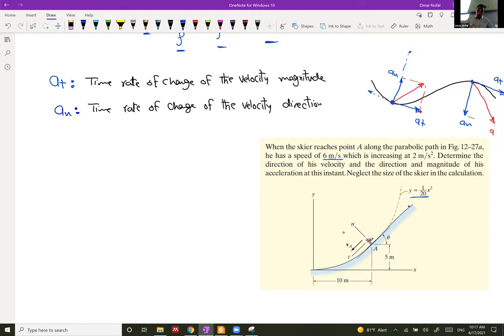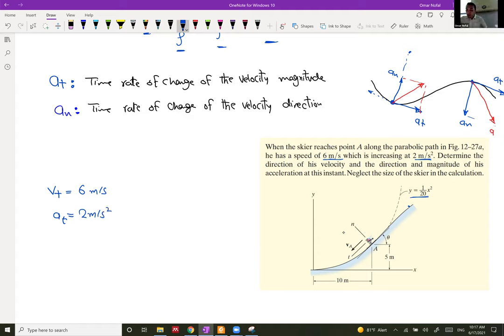So we know from this problem that the V tangent is equal to 6 meters per second. And it says it's increasing. When we say that the magnitude of the speed is increasing, what is the component of this acceleration? Is it tangent or normal? It would be tangent as well. Yes, exactly, because when we say that the speed is accelerating or decelerating at this rate, it's the tangent component, because the normal component is only related to the direction, not the magnitude. So this is 2 meters per second squared.